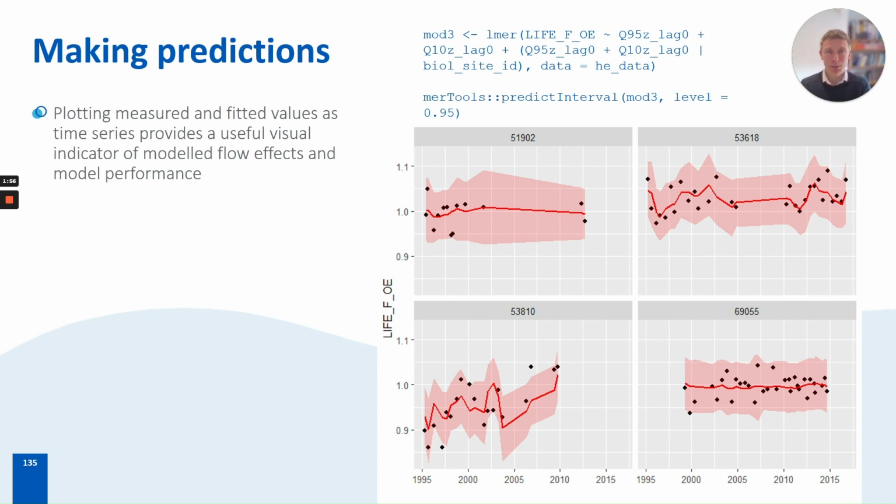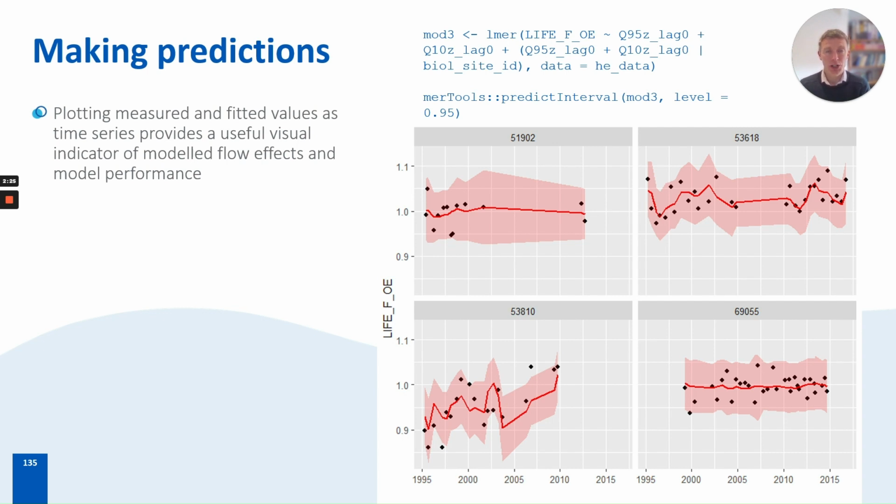We've got a simple example on the slide here, which is based upon the same 4 data sets that we looked at the beginning of the workshop when we were introducing the concept of linear mixed effects modelling. We've got a model that we fitted to the data, which has 2 flow variables representing Q95 and Q10 effects. And both those variables are included in the random part of the model. So the strength of those hydroecological relationships can vary from site to site.